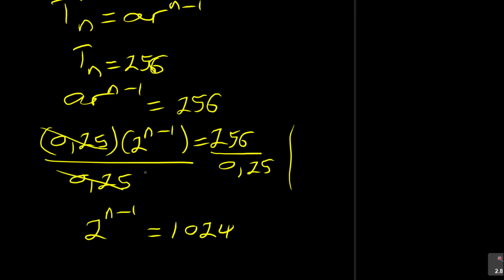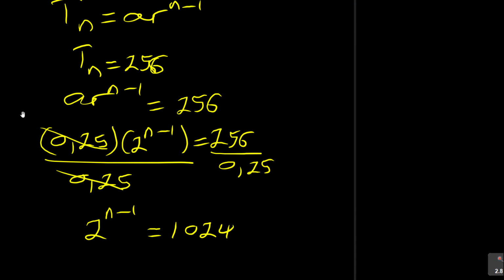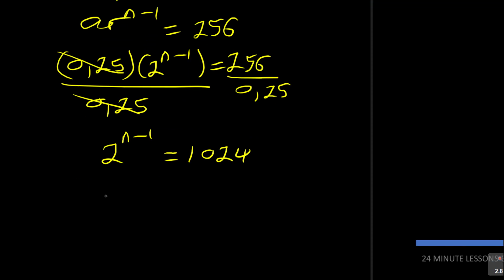Use your calculator. With your calculator it is easy. Let me show you. You will say 1024 equal to, mine is an old version. Then you press shift, that button. It will say fact. Then it will give you 2 to the power of 10. Alright, so here we are going to say 2 to the power of n minus 1 is 2 to the power of 10.